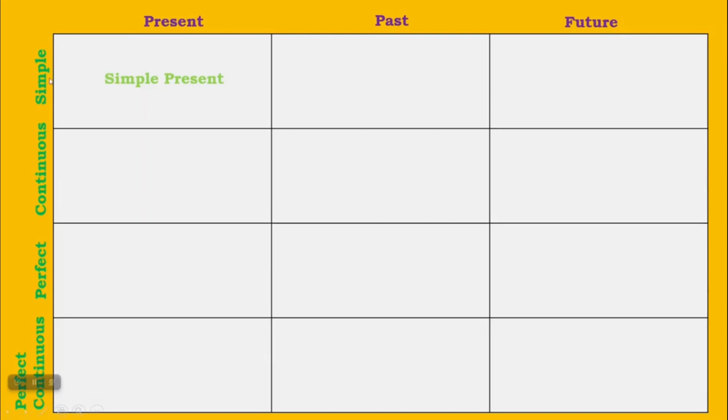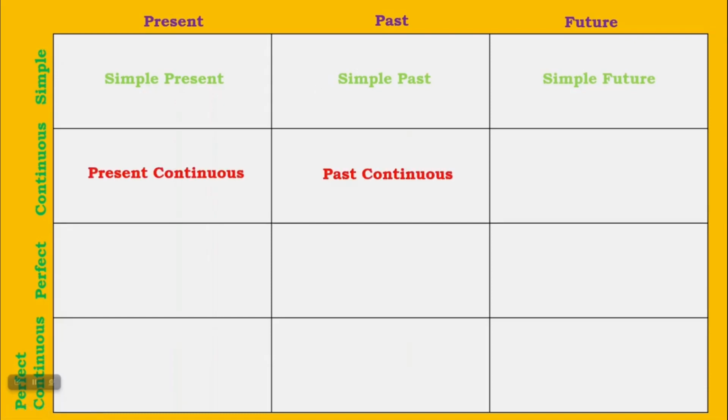Next, see simple and present. Here is the simple present. And next is simple past. Here is the simple past. And simple future. Here is the simple future. You can remember all the tense names in this way.